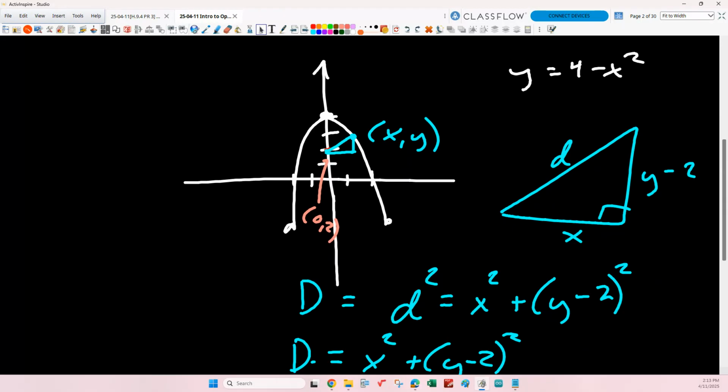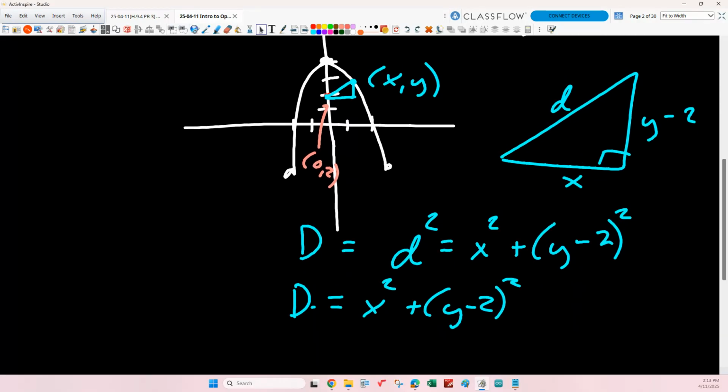Well, what's the triangle? It's that triangle, right? And the x-coordinate is going from 0 over to x, right? Everybody agree? So the base of that triangle is just x. Well, what's y doing? The height of that triangle is going from y down to y equals 2, right? So the height, or the vertical leg of that triangle, is just y minus 2. Everybody see that? And so then by the Pythagorean theorem, we just get d squared equals x squared plus the quantity y minus 2 squared, right?